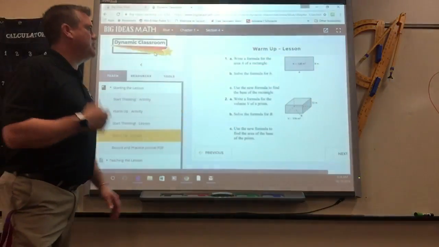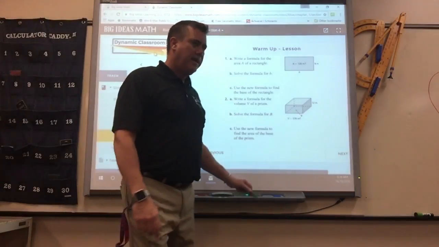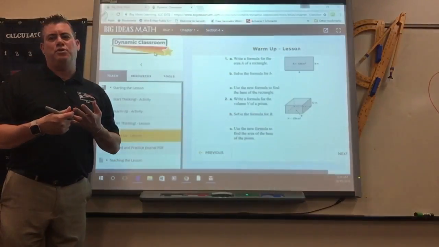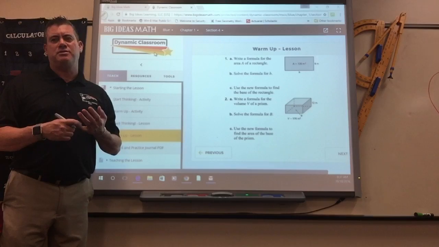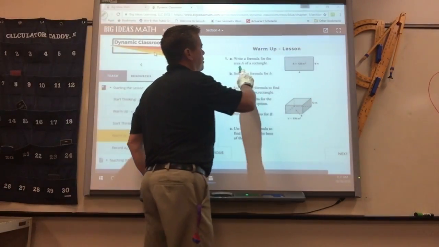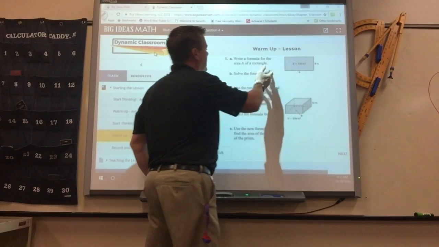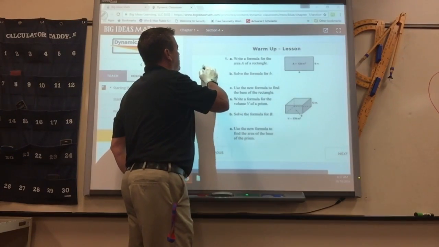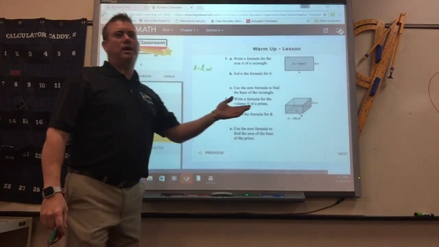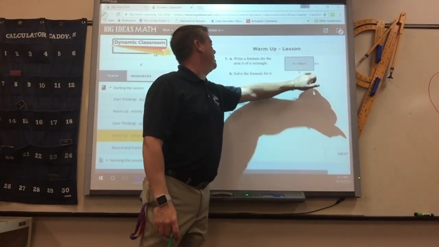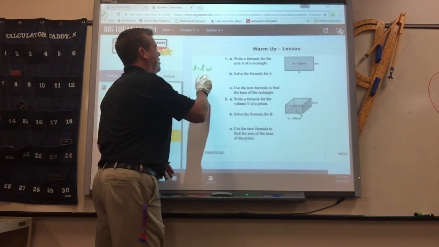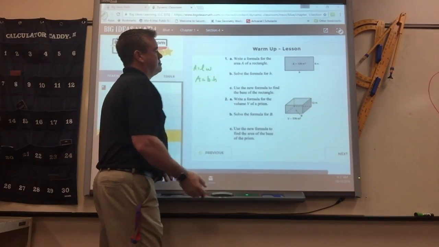All right, we went through this yesterday. It's solving formulas, which you do the same thing as solving equations. The steps are the same. So here, the formula for the area of a rectangle, area is just length times width, right? Now, length and width could also be called base and height. So when they say solve the formula for B, they're using base times height.